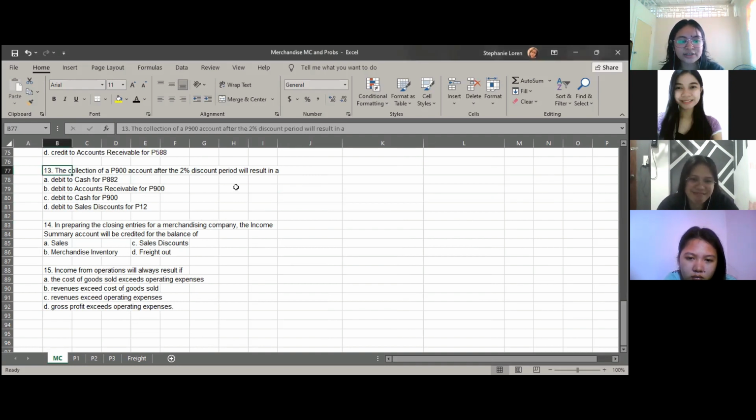The collection of a 900 peso account after the 2% discount period will result in A. Debit to cash for 882 pesos. B. Debit to accounts receivable for 900 pesos. Letter C. Debit to cash for 900 pesos. Or letter D. Debit to sales discount for 12 pesos.